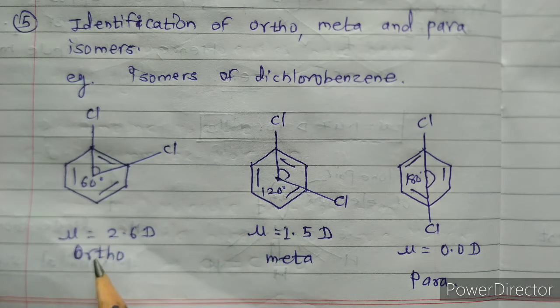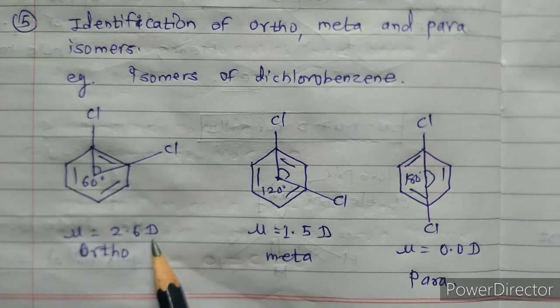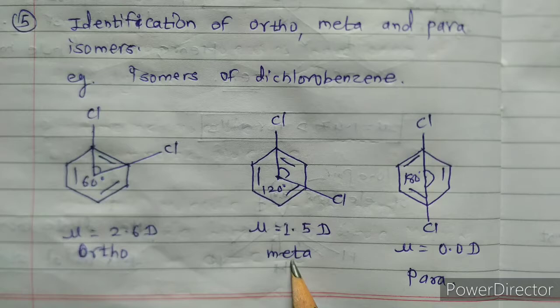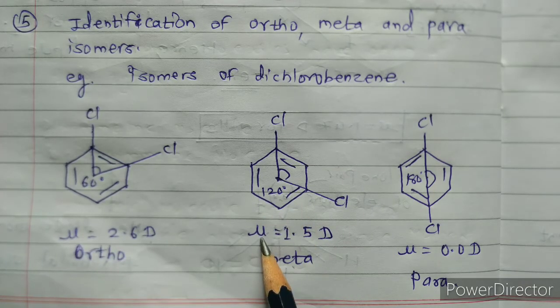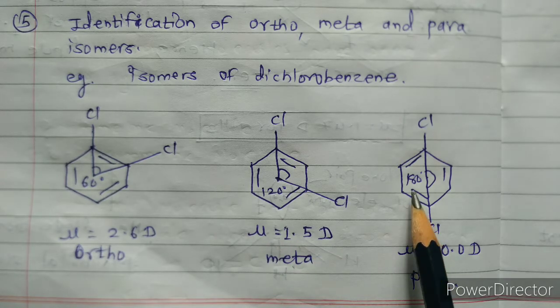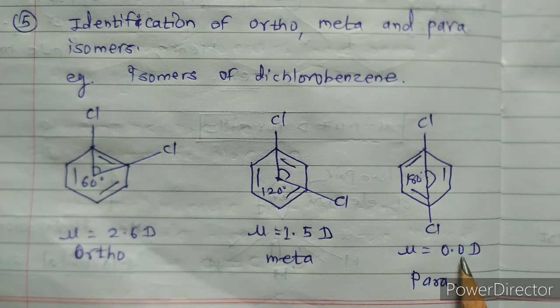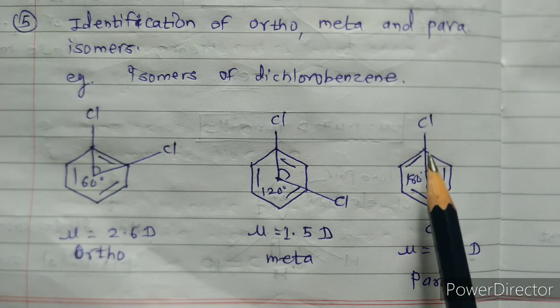See the trend. In the case of ortho, the dipole moment is 2.6 D. In the case of meta, the bond angle is increased, that is 120 degrees, so the dipole moment is 1.5 D. And in the para isomer, the bond angle is 180 degrees and hence the dipole moment is 0.0 D, meaning the bond moments of the chlorine atoms cancel with each other.